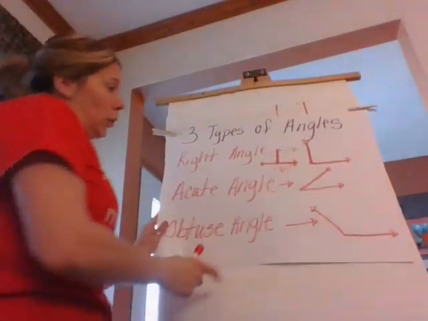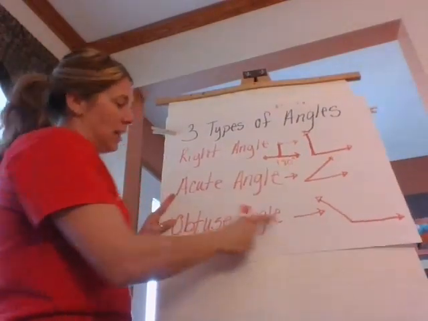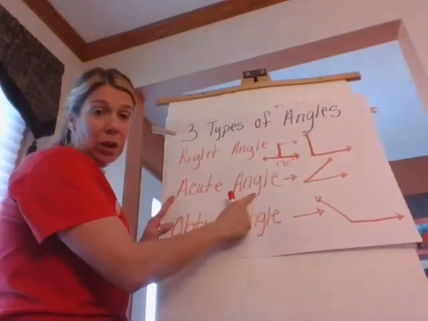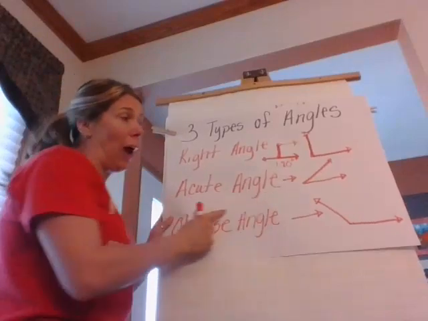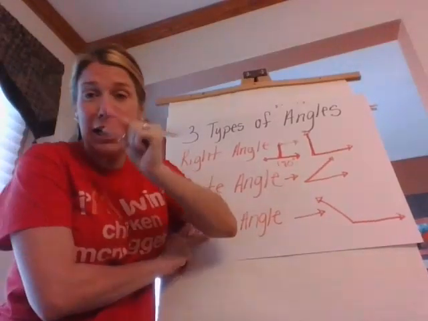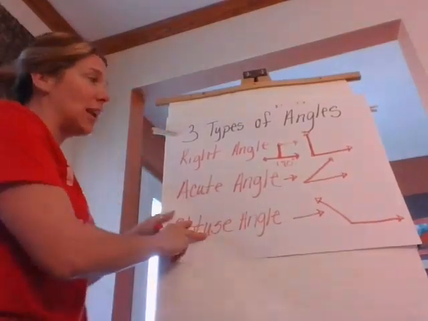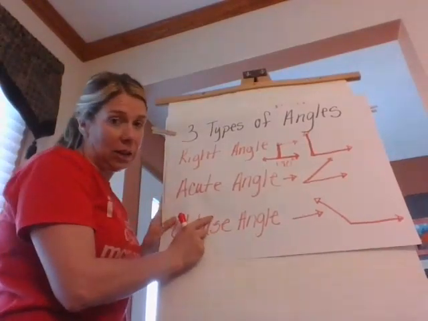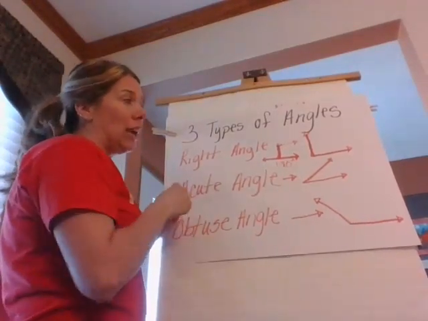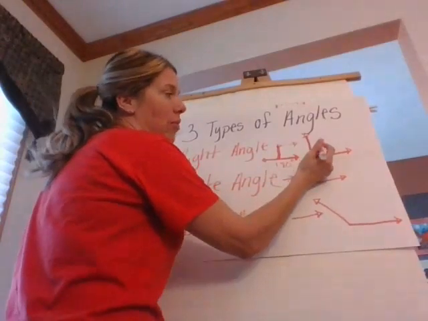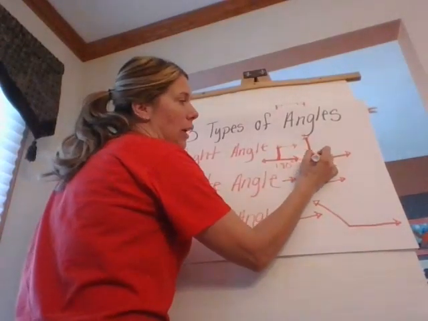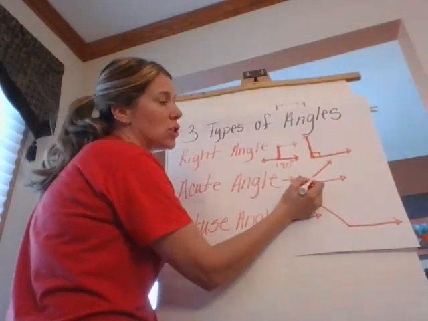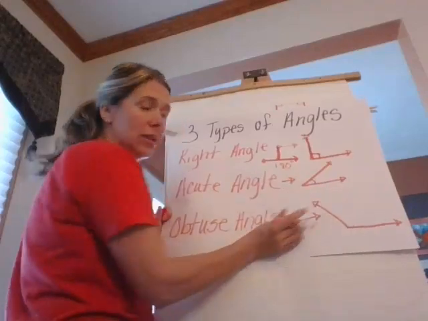The next one we're going to learn about is an acute angle. Now, acute angle, how I remember it is I go acute little angle. This is going to be my smallest angle. So an acute angle is anything, if this is 90 degrees right here, it's anything smaller than 90 degrees.